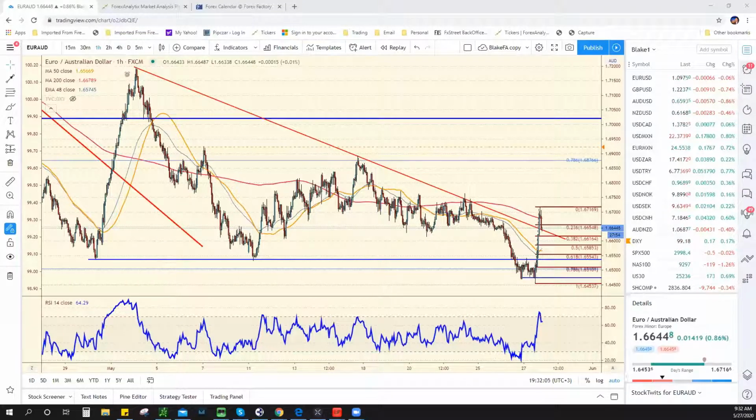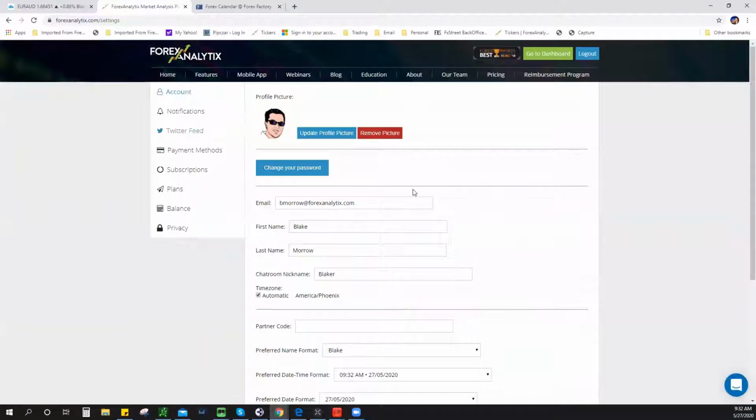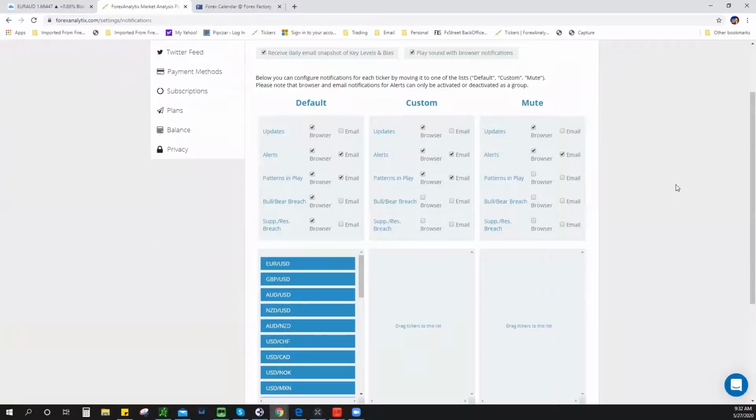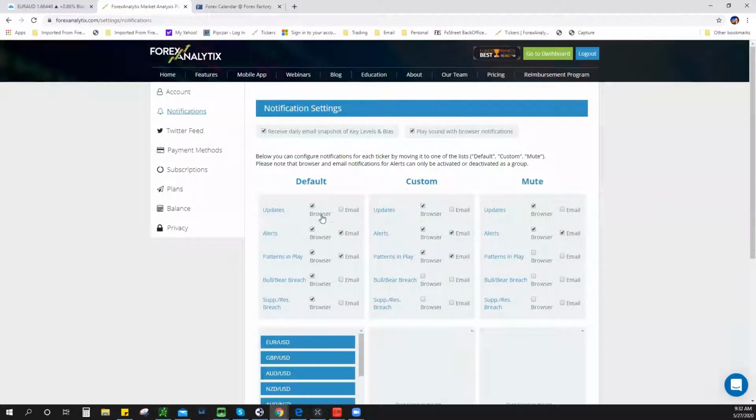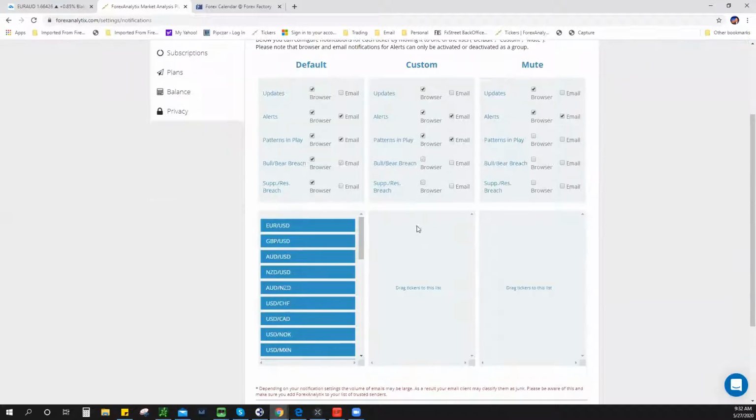Jason said, "Hey Blake, this morning you spoke about the Aussie dollar updates and how it dropped 30 pips. Is there some type of alert when you guys make updates to the charts?" Yeah, actually, if you go into where it says settings, and go over to notifications, this is where you can default everything, or you can adjust everything. So you can say, I want to get an update for notifications, key levels, browser notifications, and then the pairs.